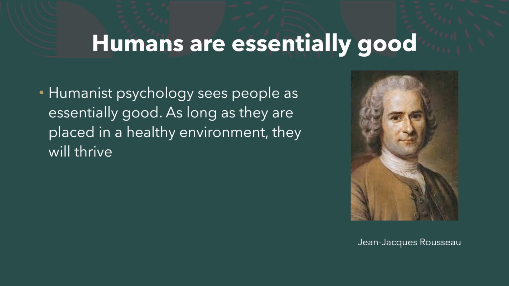And of course, humanist psychology sees people as essentially good. As long as they are placed in a healthy environment, they will thrive. So it's all about the kind of environment in which they're placed. This idea of human goodness goes back to philosopher Jean-Jacques Rousseau in the 18th century, who argued that before the formation of society, humans were naturally gregarious and happy, that they had a natural tendency to look after themselves. They had a natural sympathy and pity for other people.